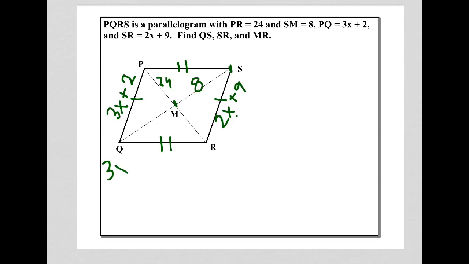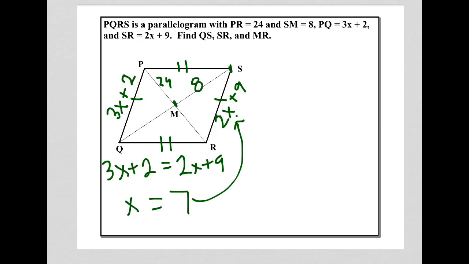Okay, so we can take 3x plus 2 and set it equal to 2x plus 9. All right, then it's just a simple algebraic equation. If I take 2x away from both sides, I end up with x over here. If I take 2 away from both sides, I end up with 7 over here. Okay, if I am looking for side length SR, I want to plug 7 back into x and have 2 times 7 plus 9. This gives me 14 plus 9, which gives me 23.